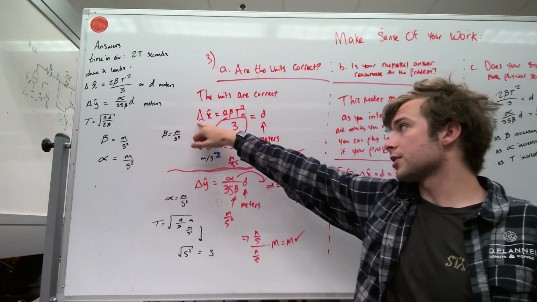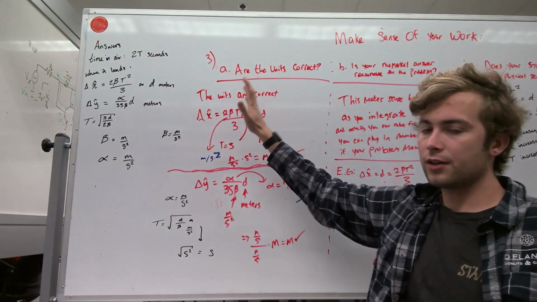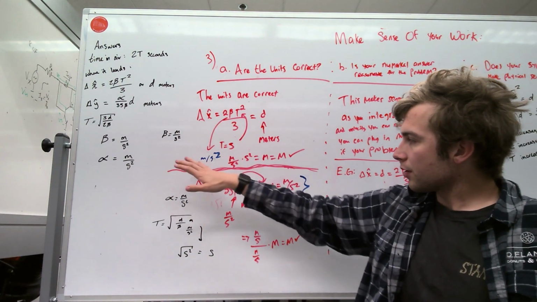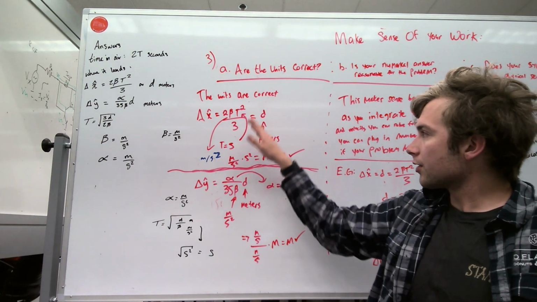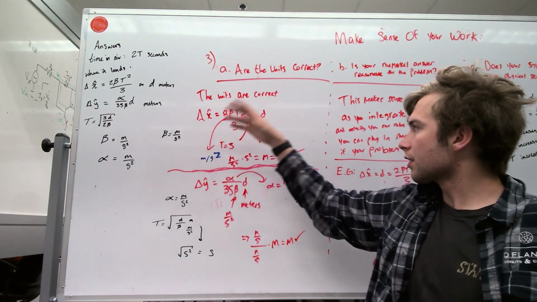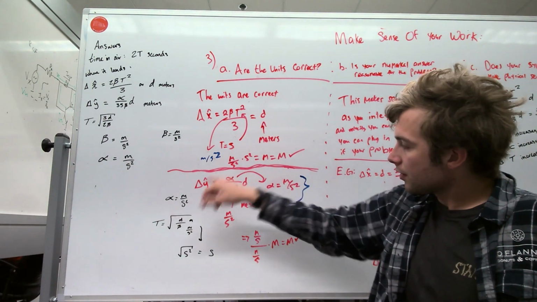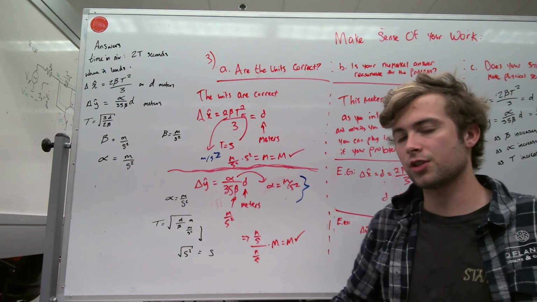But first, we start with delta x, which is change in x. This is 2 beta t squared divided by 3. Beta will be in meters per second squared. And our distance, which will be the sum of all of this, that will be in meters. So then that brings me to explain delta y, which is our change in y.